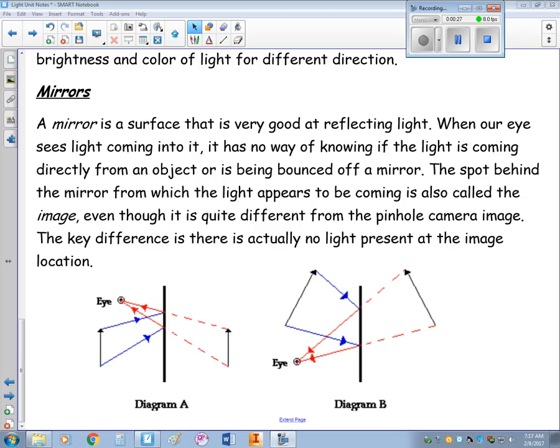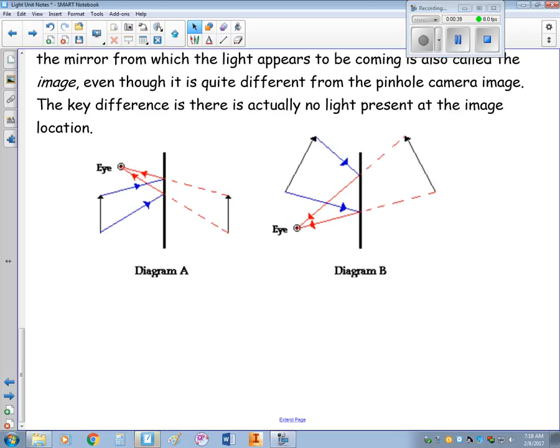So the spot behind the mirror from where the light appears to be coming is called the image, even though it's quite different than the pinhole camera image. The key is to recognize that there's actually no light present at the image's location.